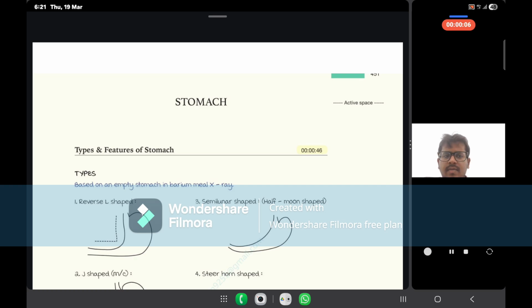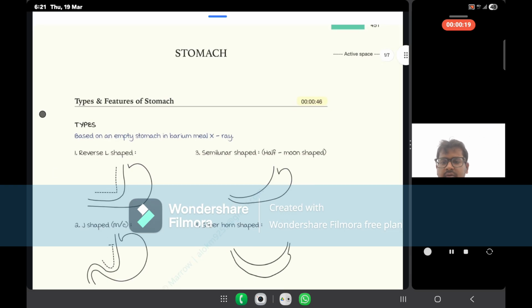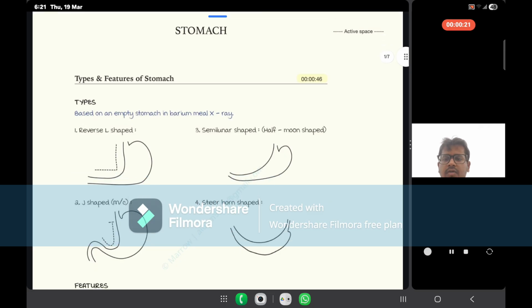Hello, we are going to start today our new chapter, that is stomach from the anatomy part. In this we will first of all see the types and features of a stomach. First of all, we are seeing the type. In type, first of all, how do we get the shape of the stomach?